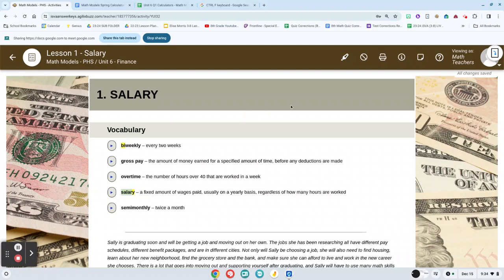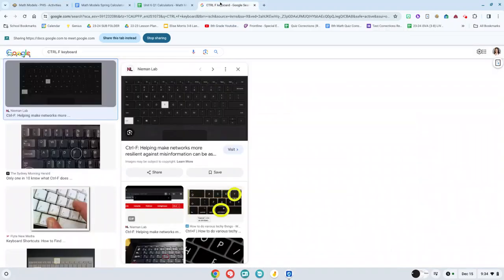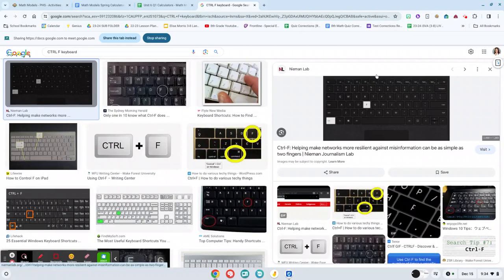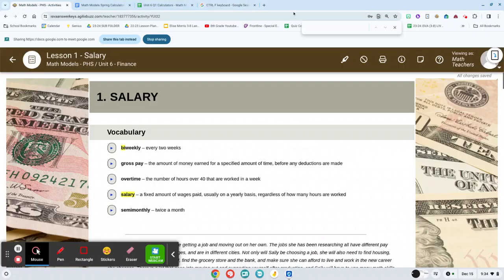Now, I want you guys to use Control F anytime. There will be a box that will pop up when you hit Control and F at the same time on your keyboard. Take a look at what this looks like. It's right here. You're going to hit Control and F at the same time on your Chromebook. And when you hit those at the same exact time, it will pull up a box and you can type in, like, oh, I forgot what salary means.